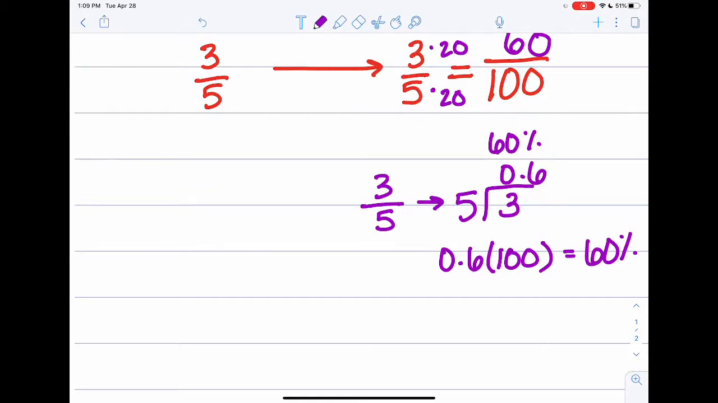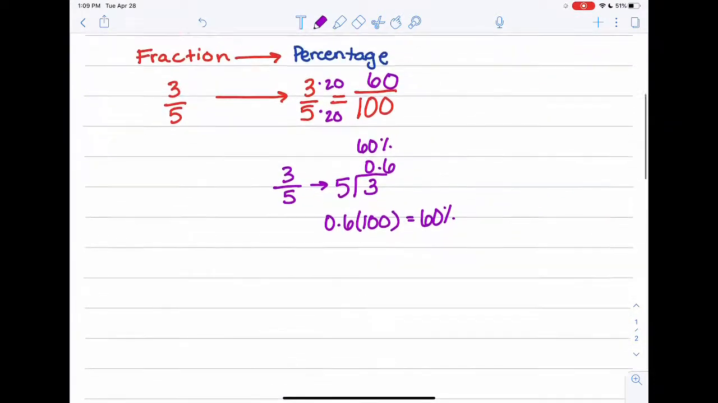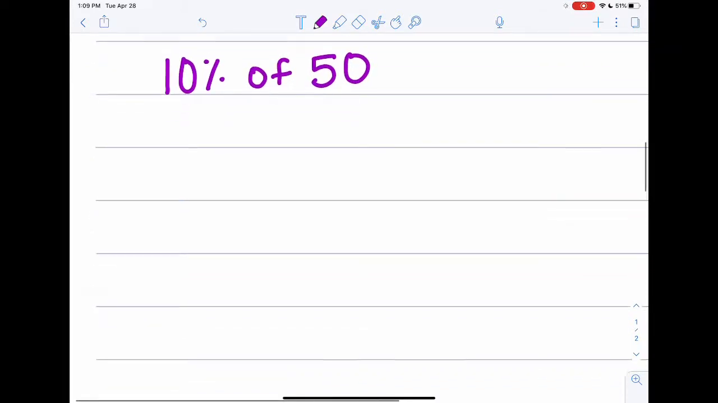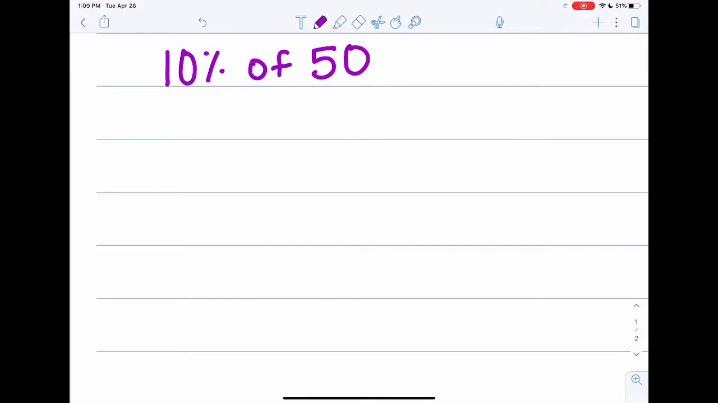Okay, now let's see if I were at a store and now I have to calculate a deal. Let's say I want to buy a new pair of shoes and I have a coupon for 10%. Okay, so I want to know what's 10% of 50. Well, first, to calculate this, I need to turn my percentage into a decimal. So to do that, I need to divide 10 divided by 100.